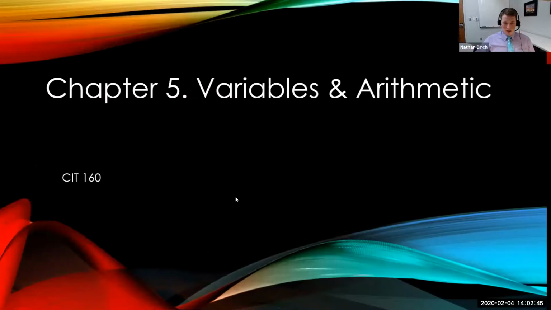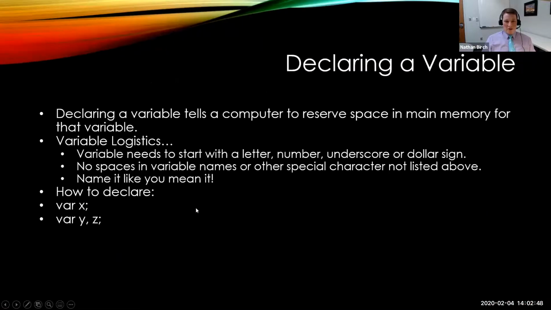So Chapter 5 is on variables and arithmetic, okay? When we see an equal sign in JavaScript, that is called an assignment operator. I can assign a value to a variable name, and we use variables to be able to access them in different places in our programs. It's pretty simple to declare a variable. I just use the keyword var, and then I say a variable name.